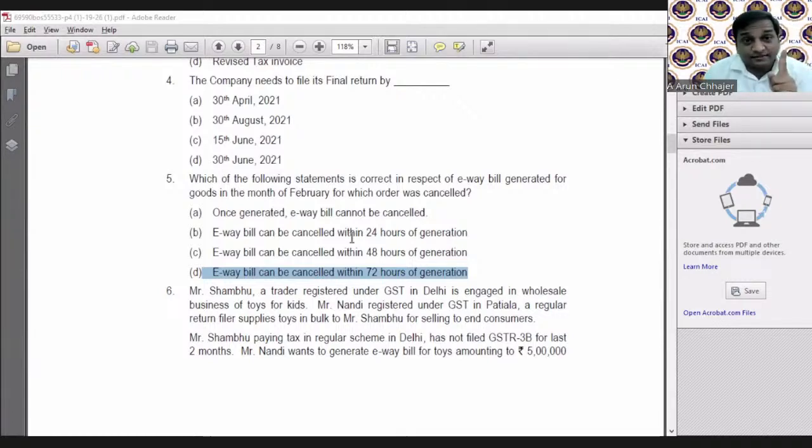The right answer is 13th. Next question. What is the due date to pay the taxes?